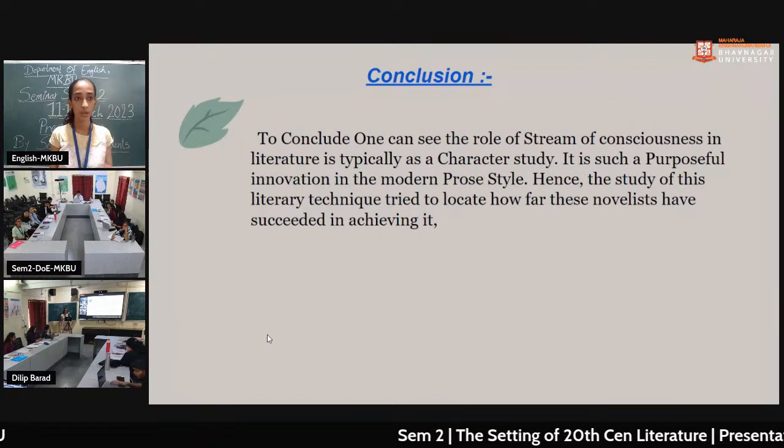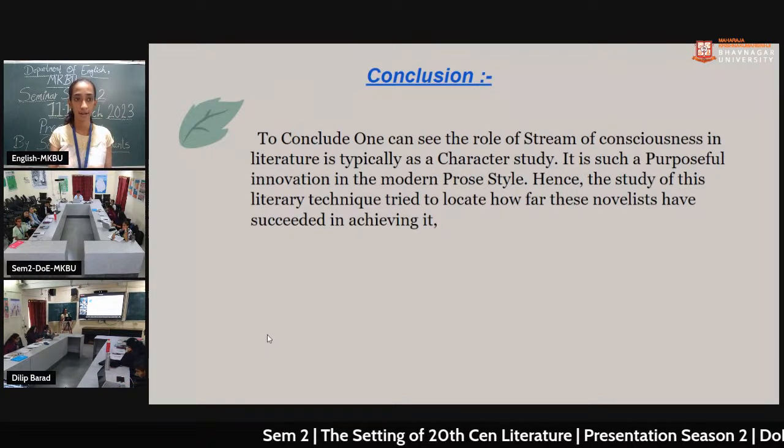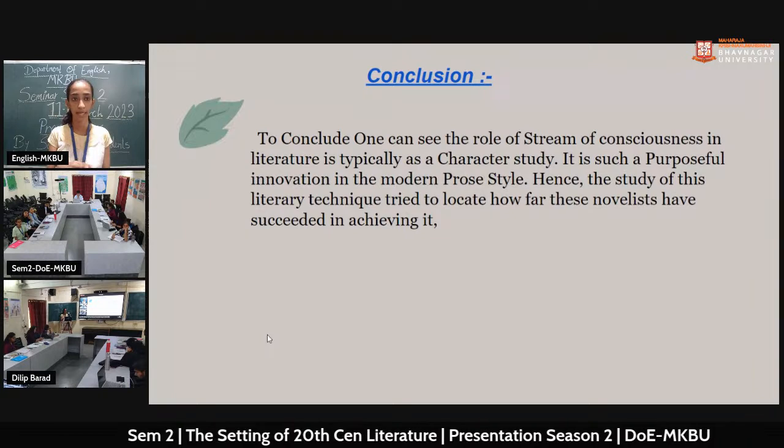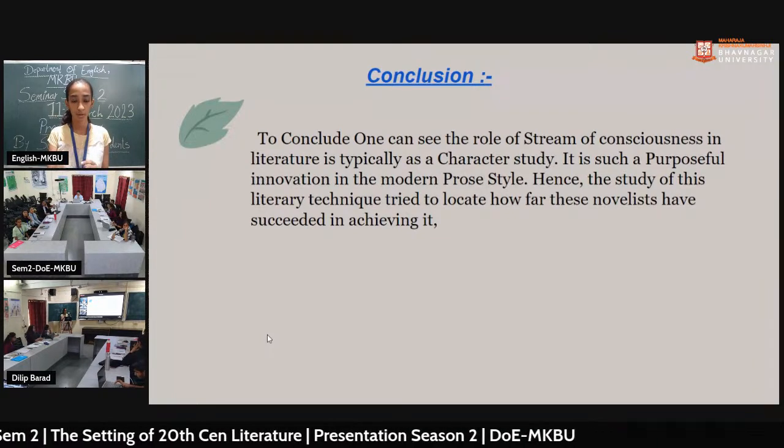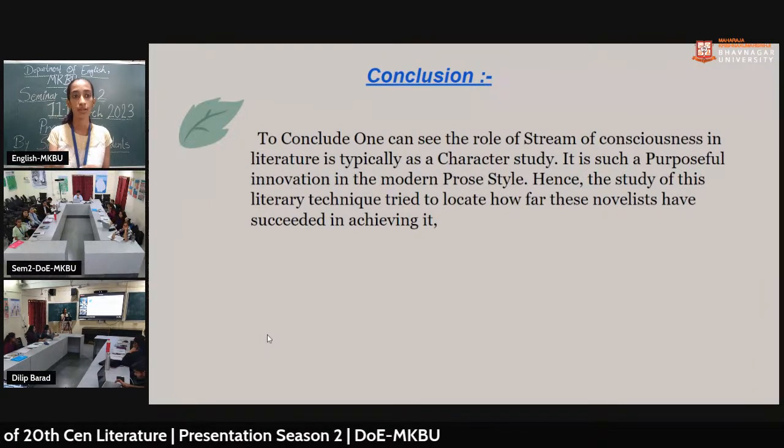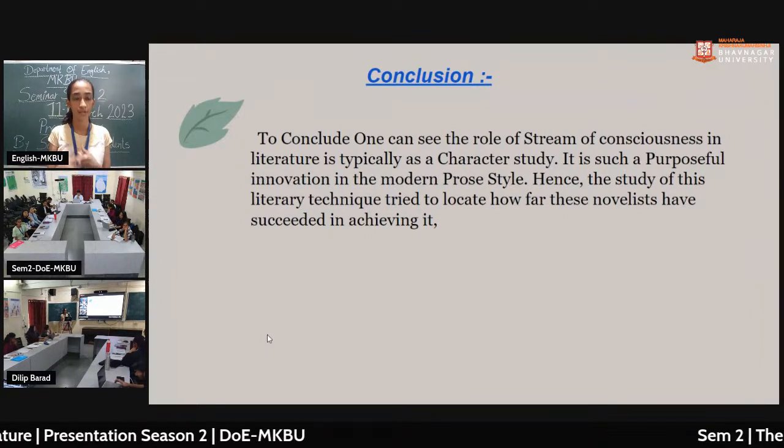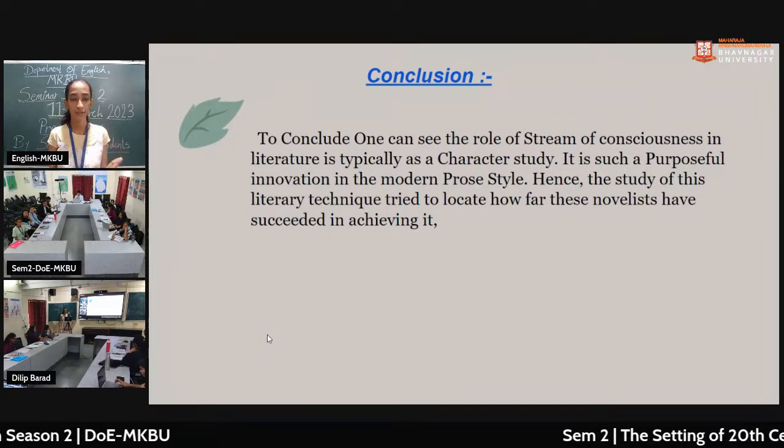And as we look at it from the perspective of modern writers, we can consider three major writers who used this term in their works: Virginia Woolf, James Joyce, and William Faulkner.